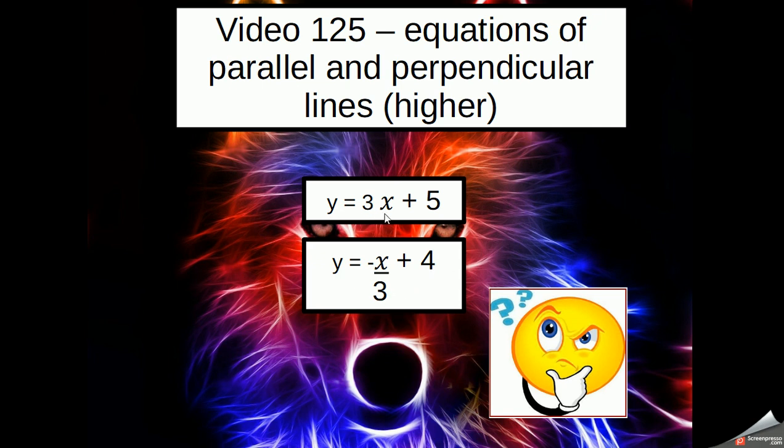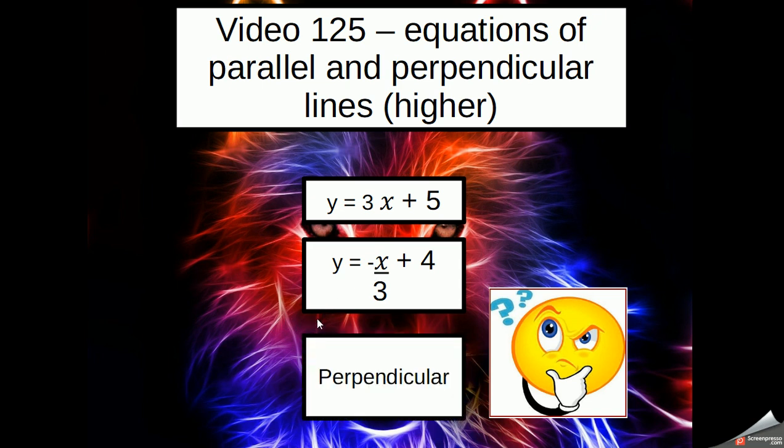So by here we've got 3x, and by here we've got minus a third x. So definitely not parallel, but they are perpendicular. How do I know that? Well, firstly, one is negative and the other one is positive. So for it to be perpendicular, the number in front of x, one has to be positive and the other one has to be the opposite, negative. And then on top of that, the number in front of x has to be the reciprocal of the other.